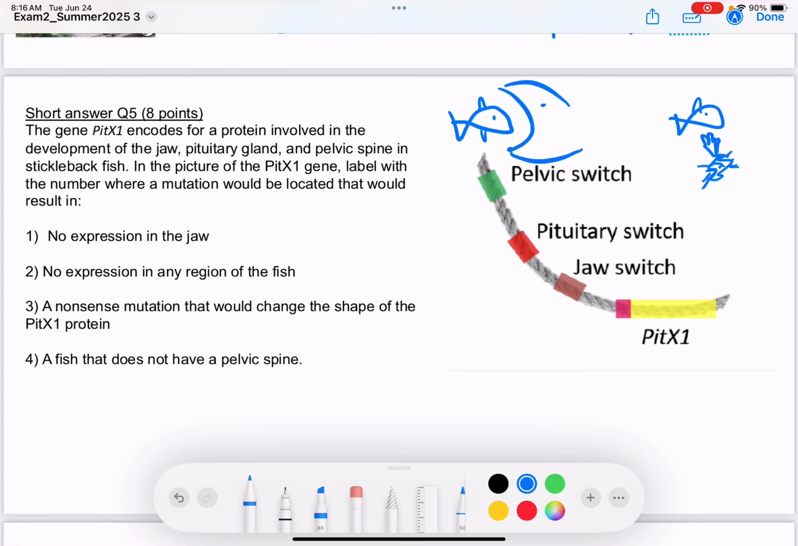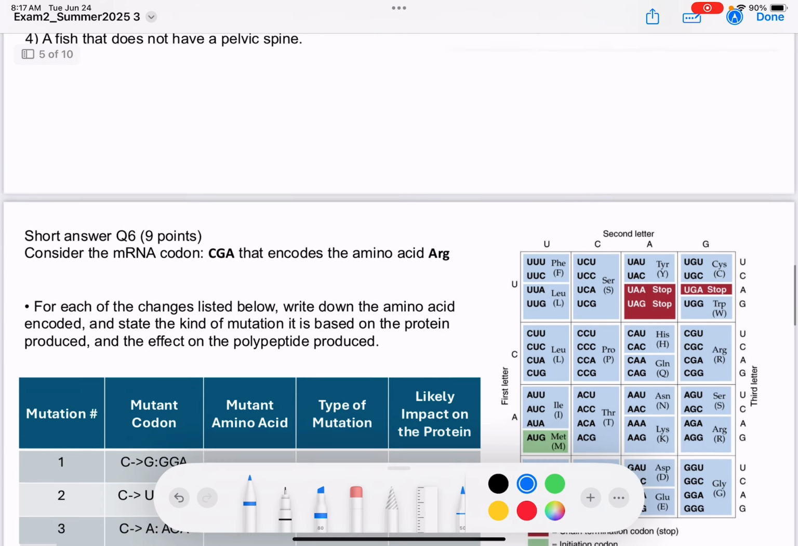All right, so the PITX1 gene encodes for a protein involved in the development of the jaw, the pituitary gland, and the pelvic spine in the stickleback fish. And the picture of the PITX1 gene labeled with numbers where a mutation would be located that would result in no expression in the jaw. So no expression in the jaw would be right here. No expression in any region would be in the promoter. A nonsense mutation would only be in the coding region. And then the fish that doesn't have a pelvic spine but is alive would only be in the pelvic switch. If we had it in the promoter or in the coding region, then we would just have a dead fish, right?